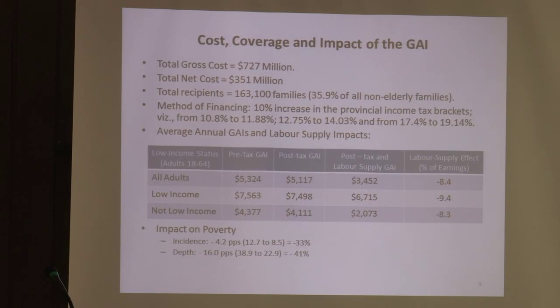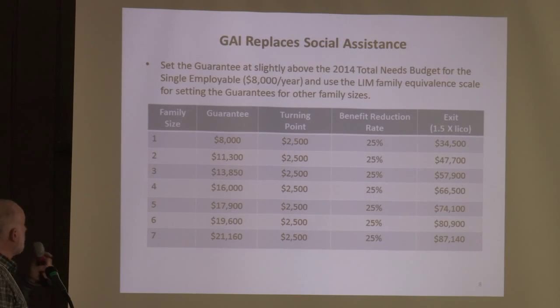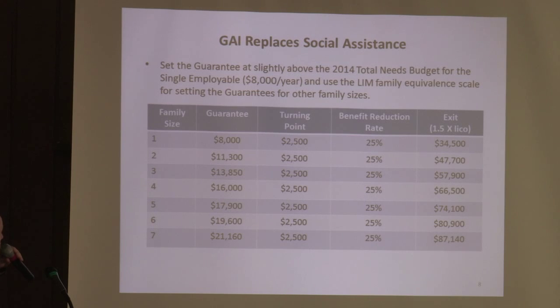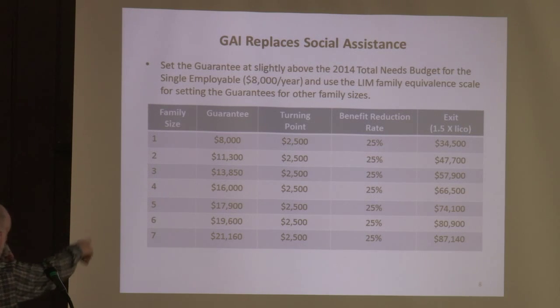This one tries to replace social assistance benefits. So I set the guarantee for the single person at just above what the 2014 total needs budget for a single employable is, and then I used the LIM equivalence scale to crank up the guarantee for other family sizes. I set the turning point at $2,500, which is just a bit above what the current social assistance program allows people to keep before it starts clawing it back.